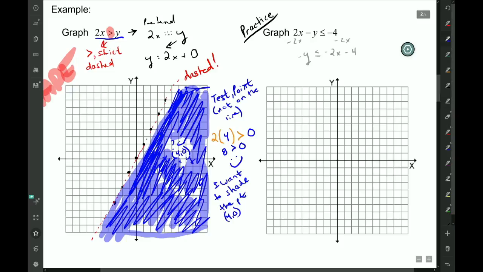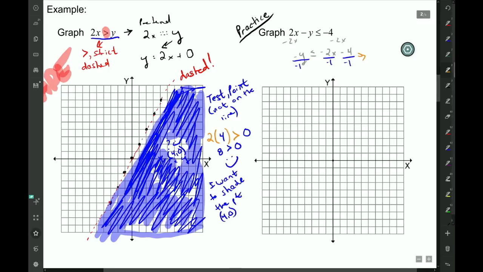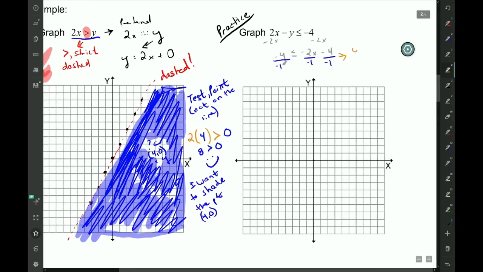What do we know here? You've got to divide by a -1. And what that does, hopefully you recall, is make y greater than or equal to 2x plus 4. Y greater than or equal to. When you divide by a negative, what must you do? Switch the sign.